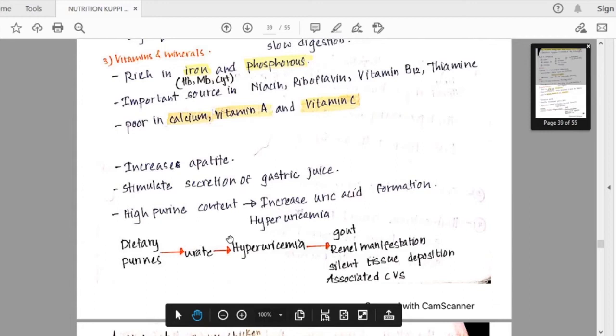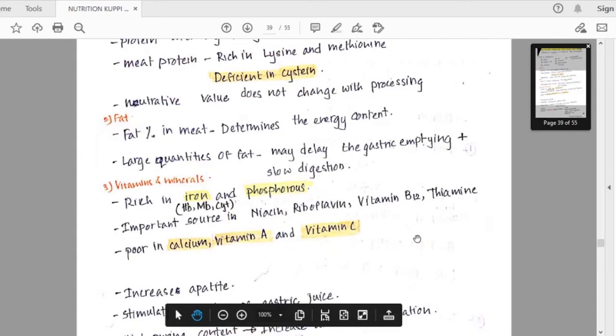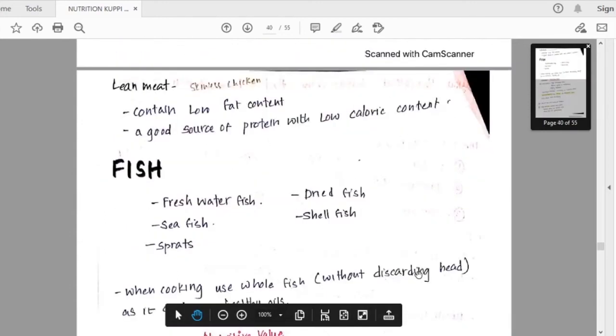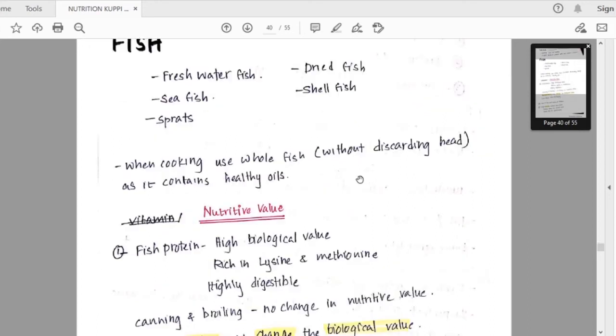Urate is uric acid. The dietary purines are converted to hypoxanthine and xanthine, and then by the xanthine oxidase enzyme they are converted into uric acid. When uric acid becomes high, it starts to accumulate, leading to gout and renal manifestations. Lean meat, like skinless chicken, contains a low fat content and is a good source of protein with low caloric content.